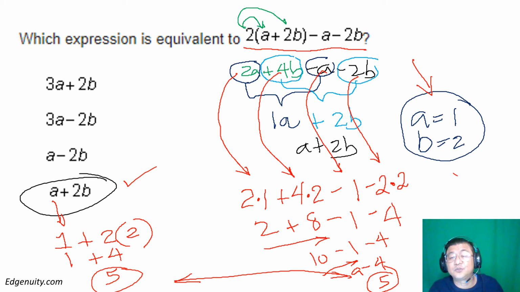Actually, you don't need to evaluate. That's just to check whether you're really right or wrong. And where did I get the value of a equals 1 and b equals 2? You determine it. Use simpler numbers so that you can easily substitute.